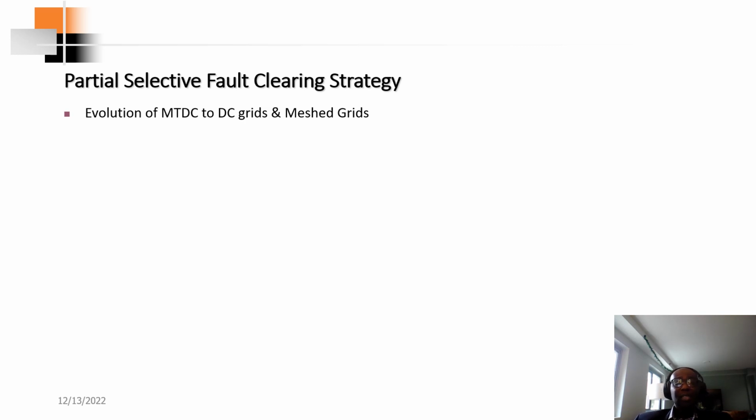Next is the partial selective fault clearing strategy. As you know, from symmetrical monopole configuration, point-to-point, it evolves to multi-terminal DC configuration, that is 3 terminals, 4 terminals, 5 terminals, and eventually about 6 terminals, and eventually to DC grids, right? There is the need to incorporate a partial selective fault clearing strategy, and as we have DC to DC converters, that is going to be integrated into this. It is very important. That is when a partial selective fault clearing strategy comes into play.